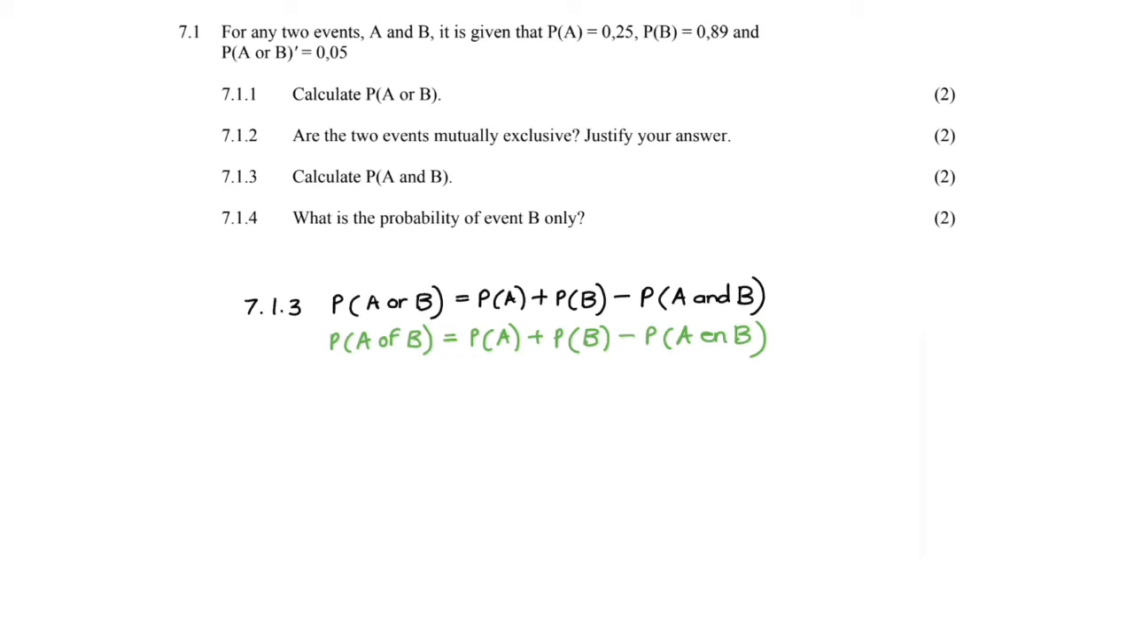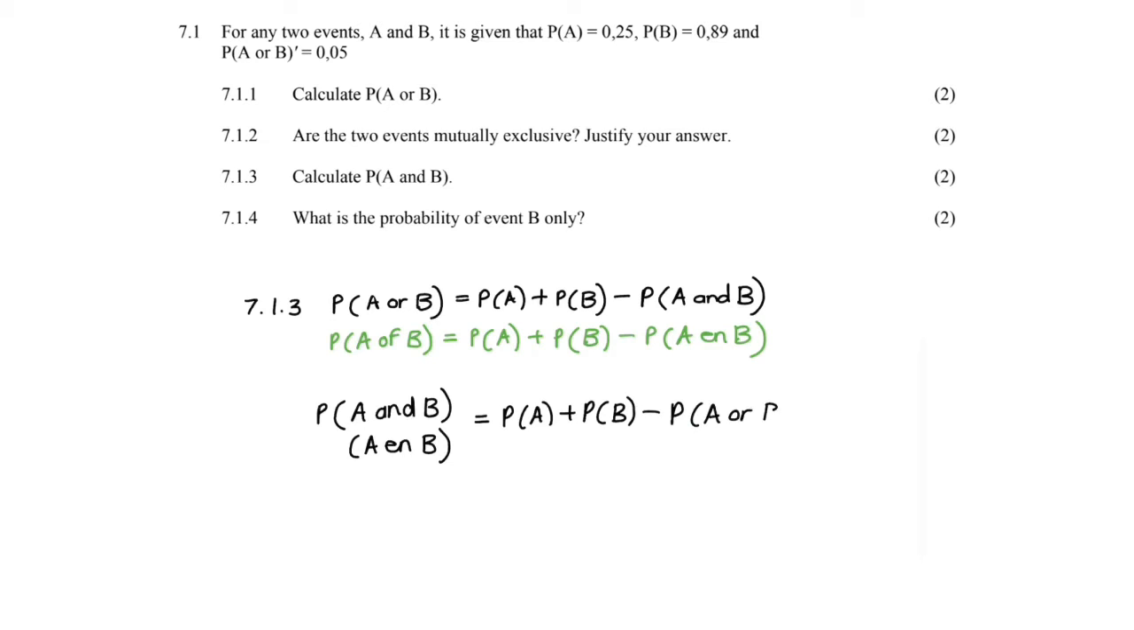Let's take a look at question 7.1.3. Calculate the probability of A and B. So this question counted 2 marks. Now the formula for the probability of A or B is the probability of A or B equals the probability of A plus the probability of B minus the probability of A and B. Now what we do next is we rearrange the formula to solve for the probability of A and B. So now we have the probability of A and B equals the probability of A plus the probability of B minus the probability of A or B.